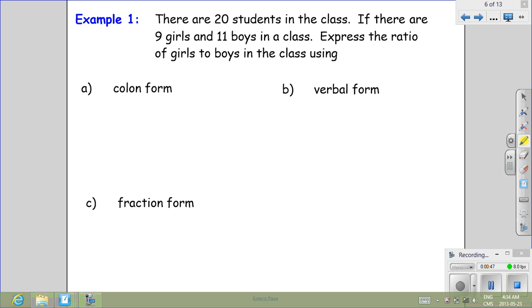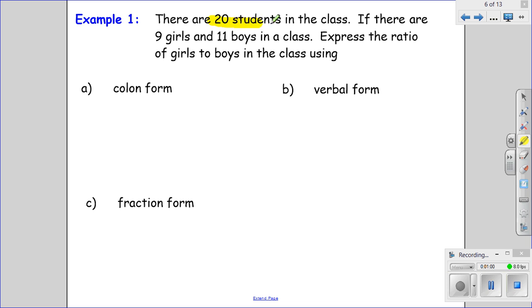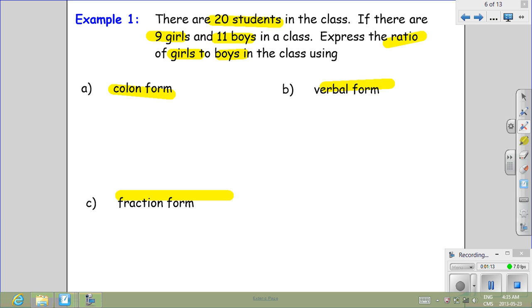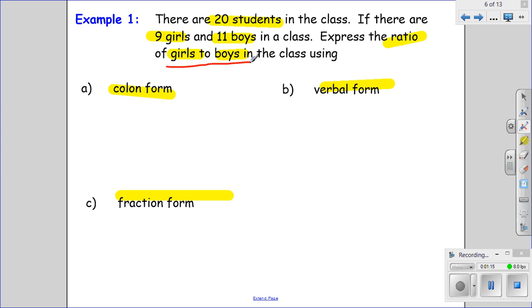If there are 9 girls and 11 boys in a class, express the ratio of girls to boys in the class using A, colon form, B, verbal form, and C, fraction form. So let's get an idea of what exactly is being asked. We know there are 20 students in the class, 9 girls, 11 boys. We want to write a ratio of girls to boys using colon form, verbal form, fraction form. So let's underline what we're doing. We're doing a ratio of girls to boys, and in all three forms.